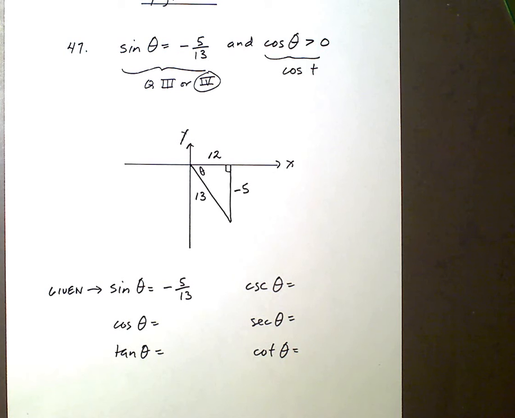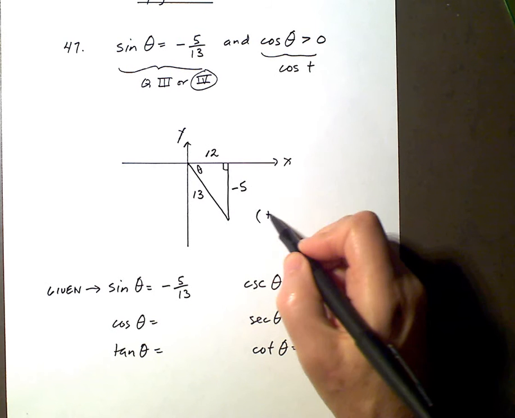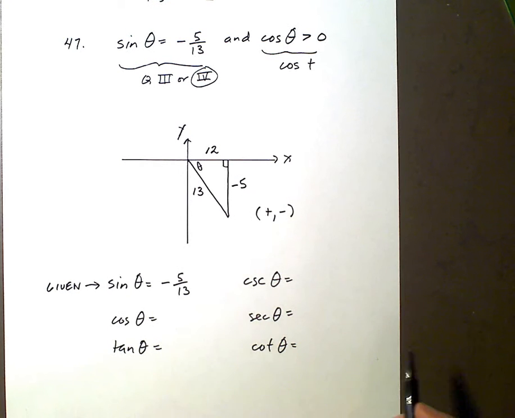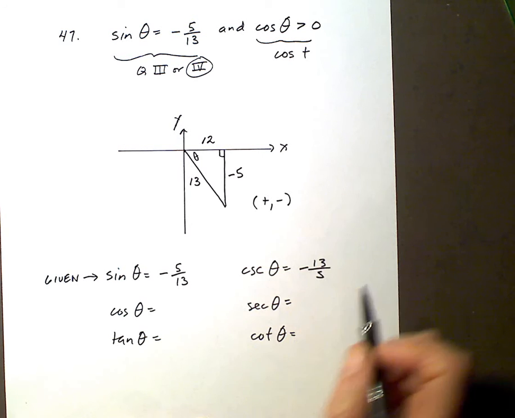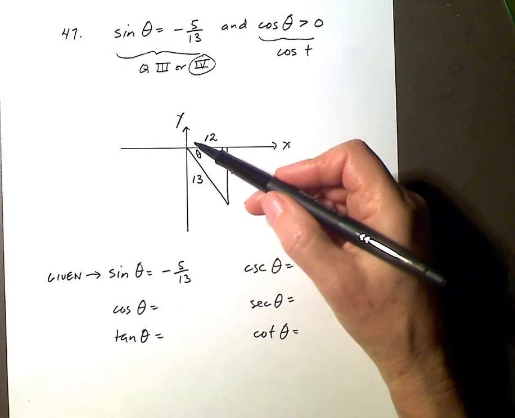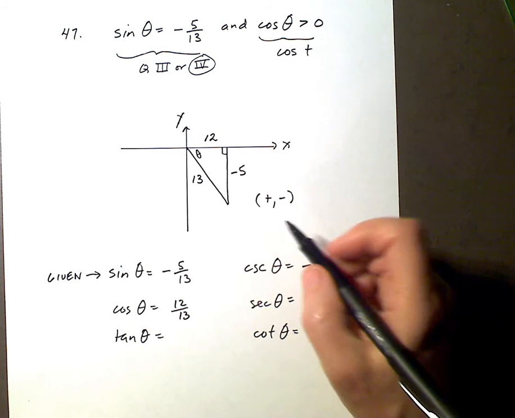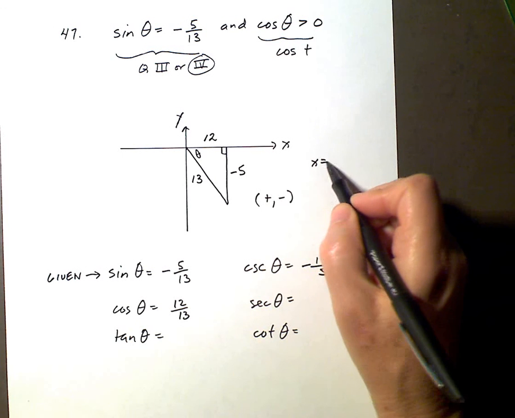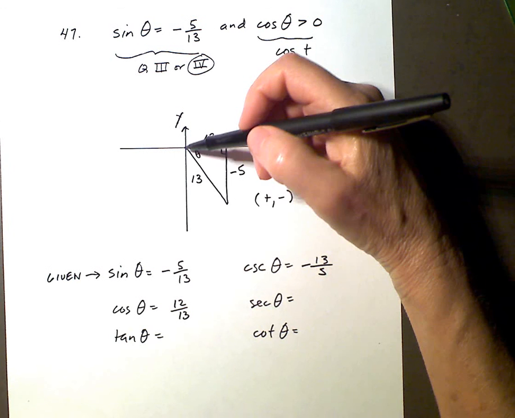Remember that in quadrant 4, this is the positive x and negative y quadrant, so cosine will be positive and sine will be negative, as it is here. Given that the sine is negative 5/13, the cosecant is negative 13/5, and then the cosine of this angle would be 12/13. Basically, x is 12, y is negative 5, and r is 13. The hypotenuse is always positive.